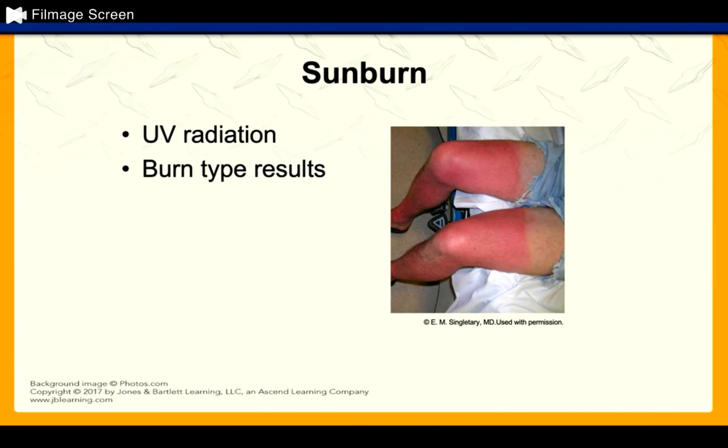When you're looking at sunburns, remember, this is a superficial burn or first degree burn, and it results from UV radiation. It's coming from the sun, hence the name sunburn, and the sun emits ultraviolet radiation. So this is the skin's response to trauma from that ultraviolet radiation.